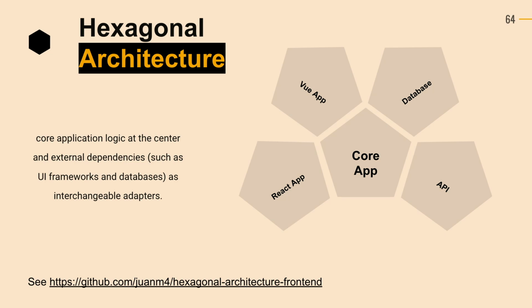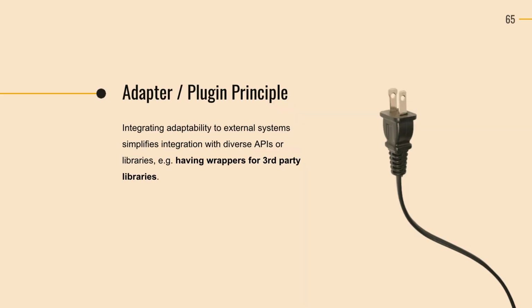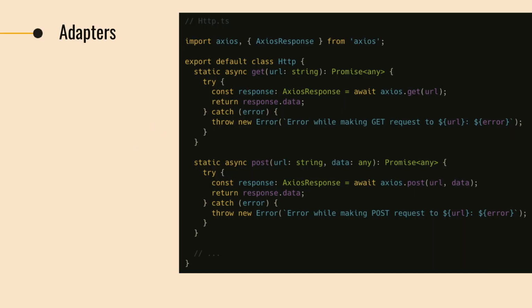And this architecture, there's a link here that you can look at. It really focuses on creating these interchangeable adapters that can also be removed over time. So maybe at some point you don't want to have a React app anymore, you want to have a Vue app instead. And through this adapter architecture, you will be able to change certain things. That's a very common adapter plugin principle, where one of the simplest adapters you can have is an HTTP adapter that can make a GET and a POST request. And on the front end, you might do that with Axios.